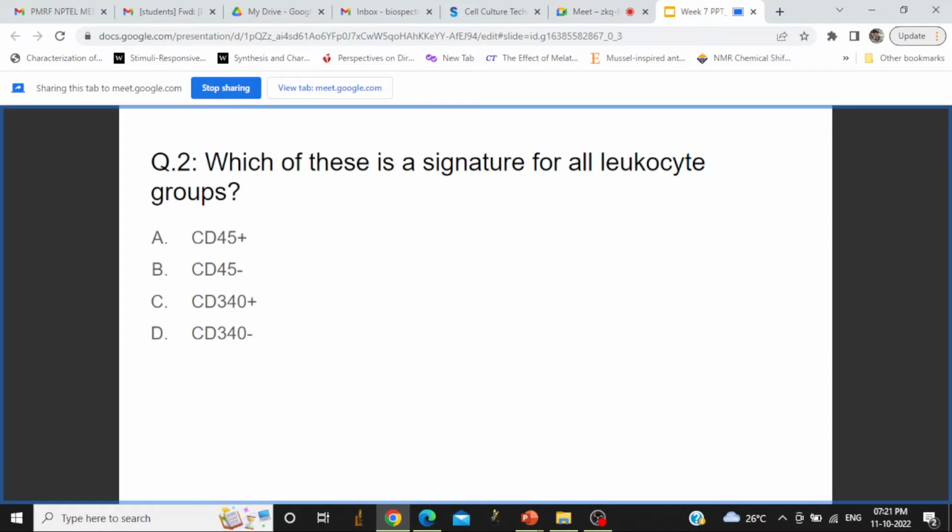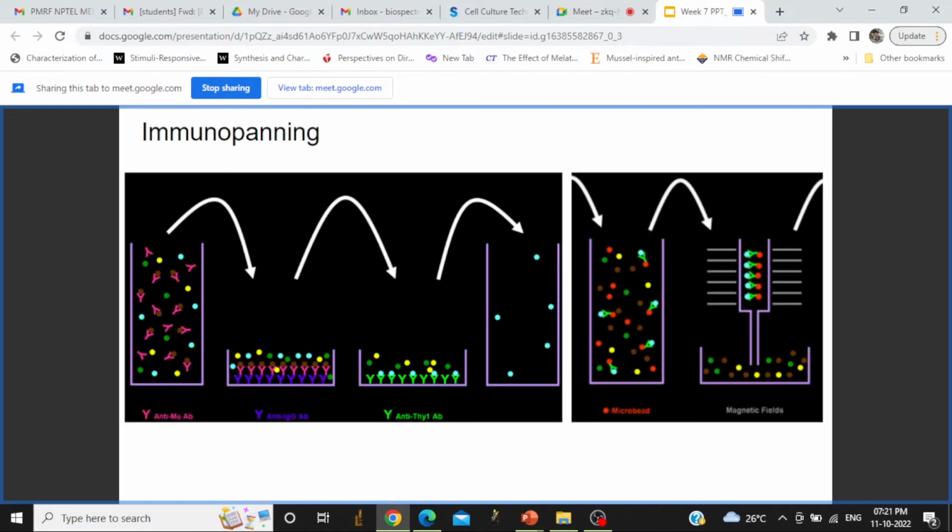Someone has asked a question, maybe from the previous question, about why use centrifugation. Can you rewrite your question? If I understand it, you are asking why we use these techniques, immunopanning or FACS, as compared to centrifugation. Is this your question? Okay, why not centrifugation? Yes, as I already said, centrifugation is a non-specific technique, and immunopanning or FACS are very specific techniques.